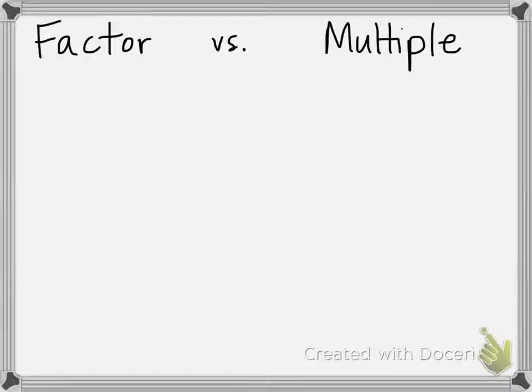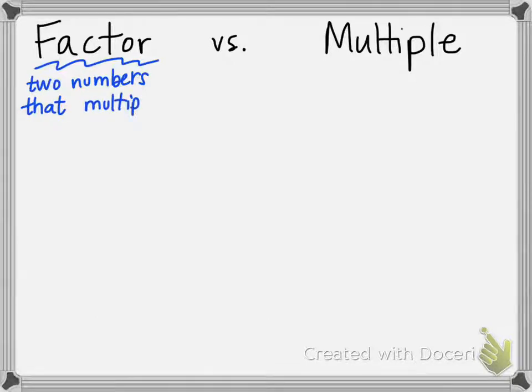Hello everybody, I wanted to touch base here on the meaning of a factor versus a multiple of a certain number. So first of all, a quick definition of a factor would be any two numbers that will multiply to give you a certain product. And by product, we mean the answer to a multiplication problem.